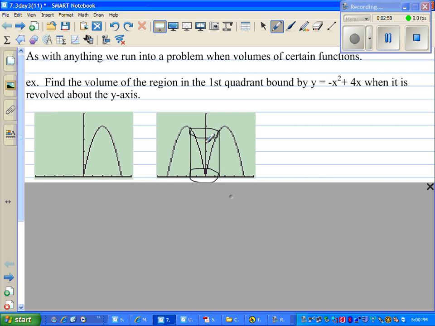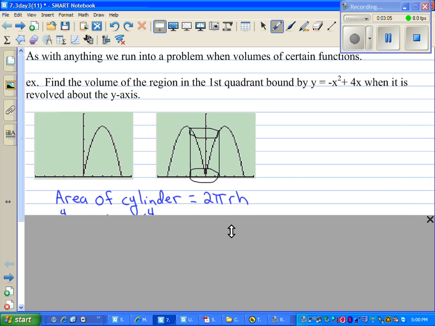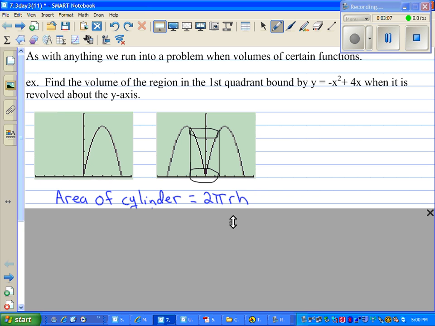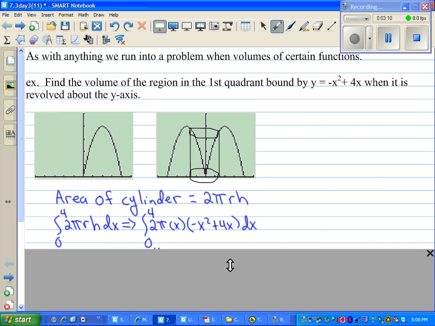And there it is. Now we're going to find the area of this cylinder. The area of the cylinder is 2 pi RH. Now, we're going to integrate from 0 to 4, because those are the zeros in the first quadrant. We want the equation in x here. The arbitrary x that we picked is the radius of the cylinder right here, so any x value is going to be the radius of the cylinder. The height of the cylinder is going to be represented by the function value, in this case negative x squared plus 4x, and then the dx.